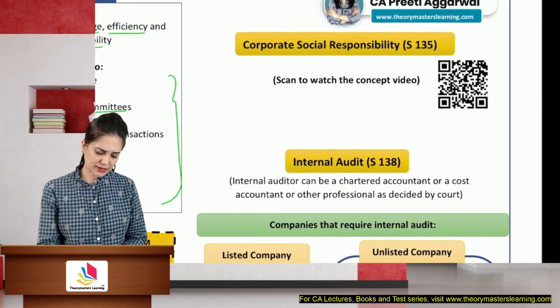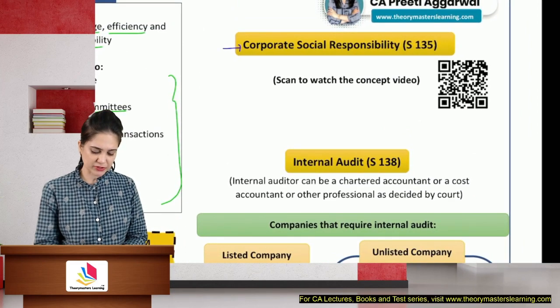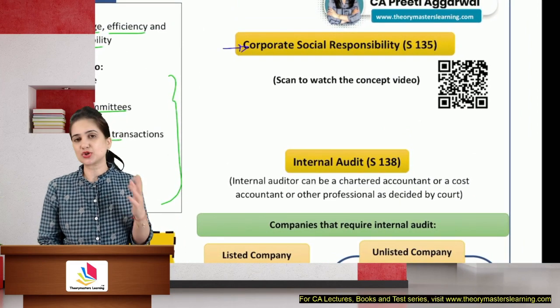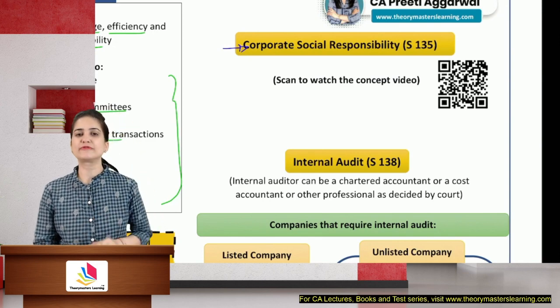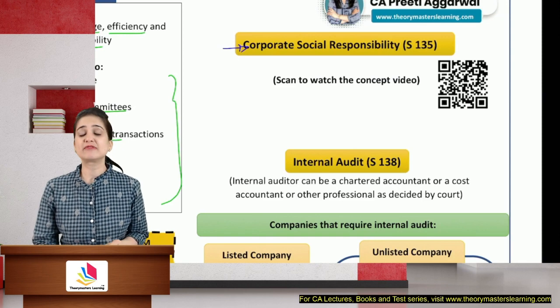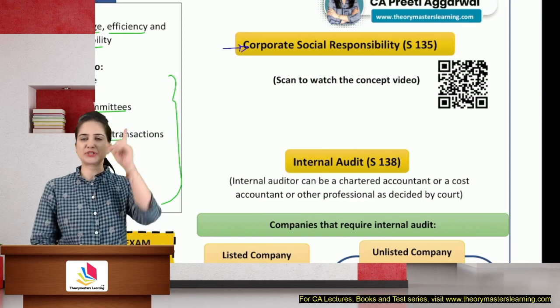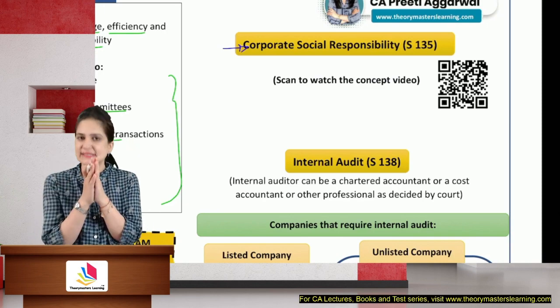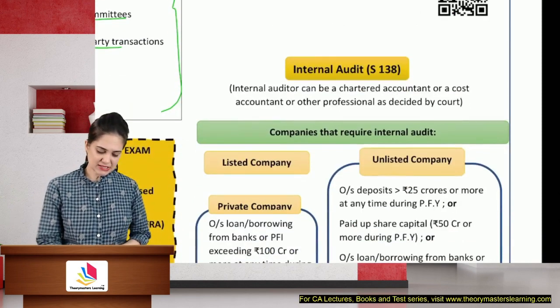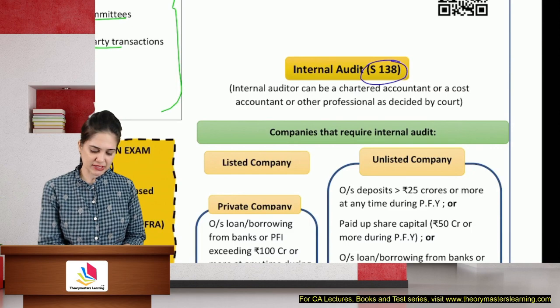Then we have corporate social responsibility. I'm not covering it over here because it is a very vast topic. There is a QR code. You can scan that. I will also leave a link of corporate social responsibility. I have covered the amendments as well as the explanation in that video. Please go and watch that video. It covers CSR extensively. Last, we have section 138, internal audit.